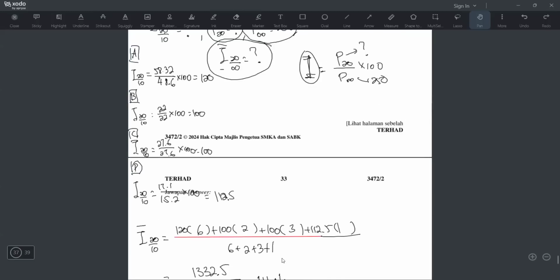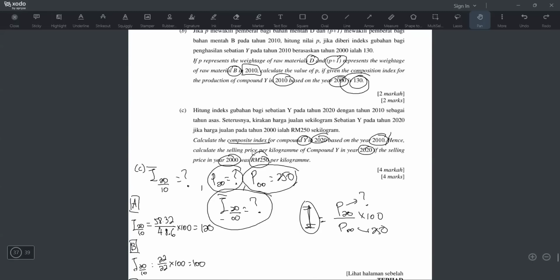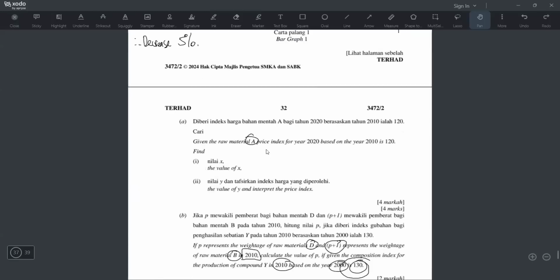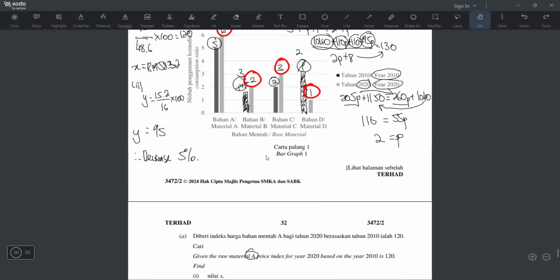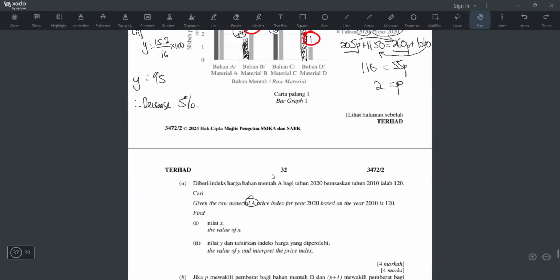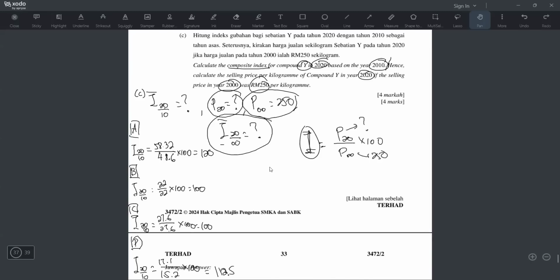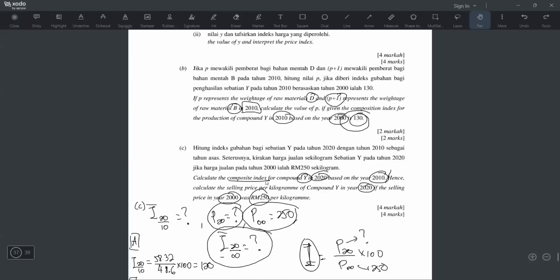You don't need this, you are just wasting your time, right? You don't need this to find this. And also one more thing I noticed, whenever we do index number, confirm mesti ada satu soalan yang kena guna smiley face one. Confirm. It's either at A you use the smiley face, or B or C or D, right? So you see, so far I never do the smiley face, right?